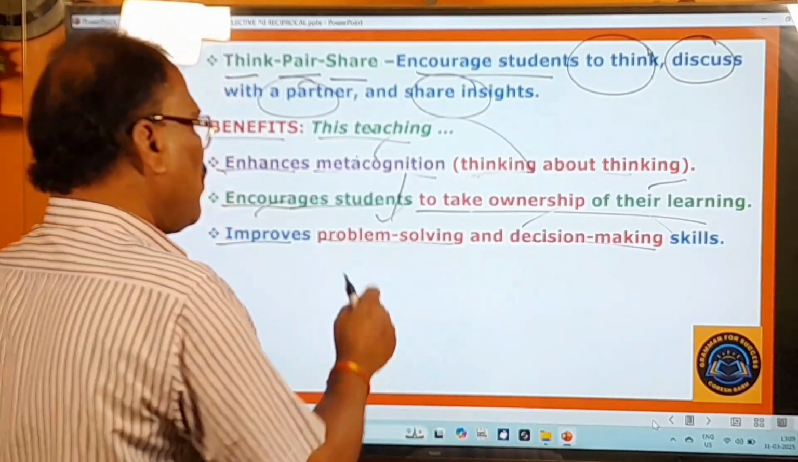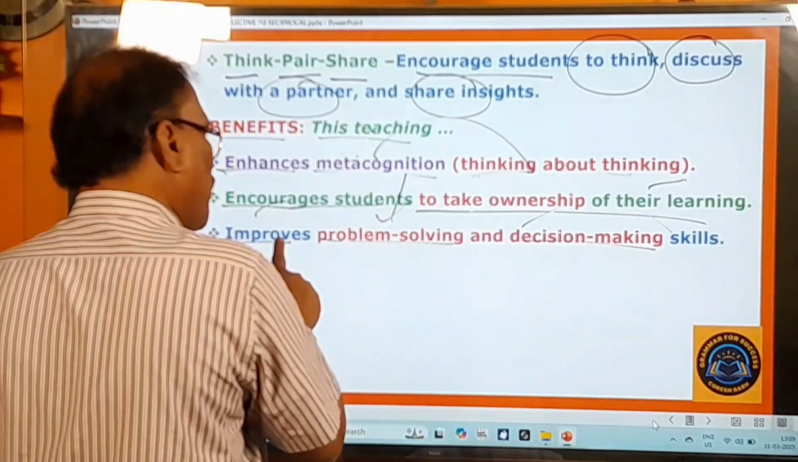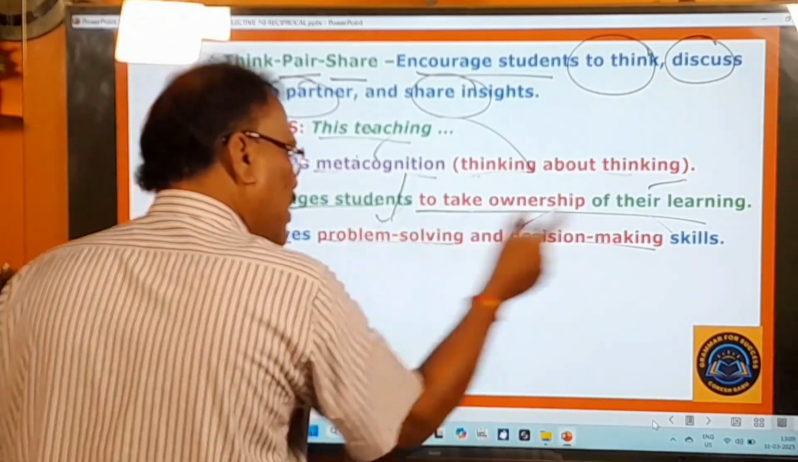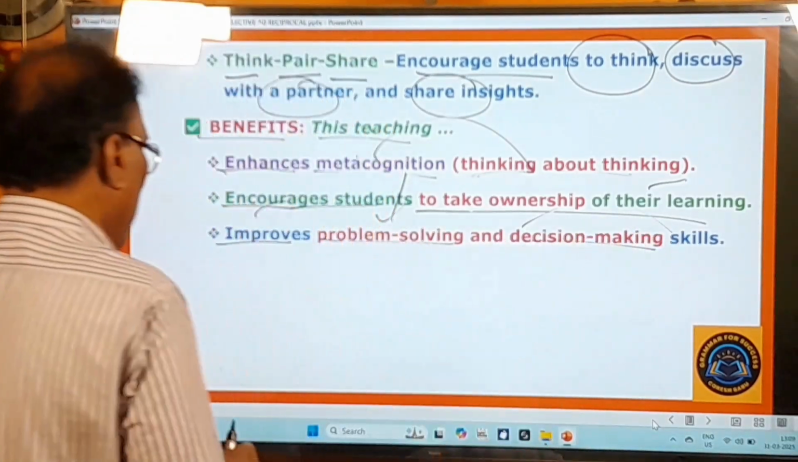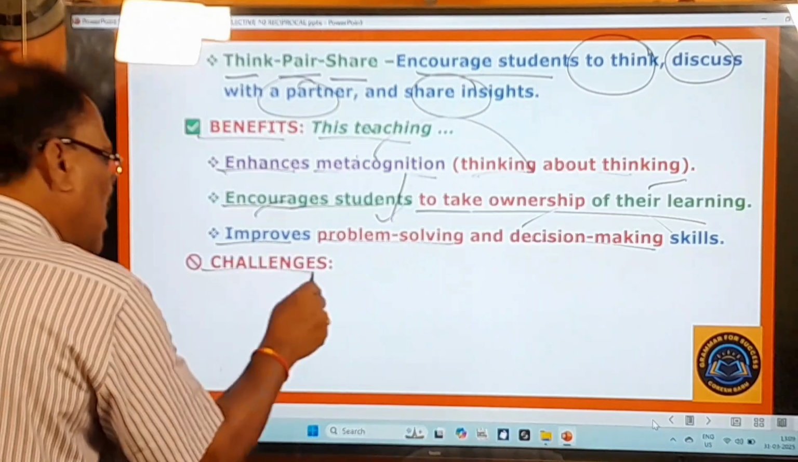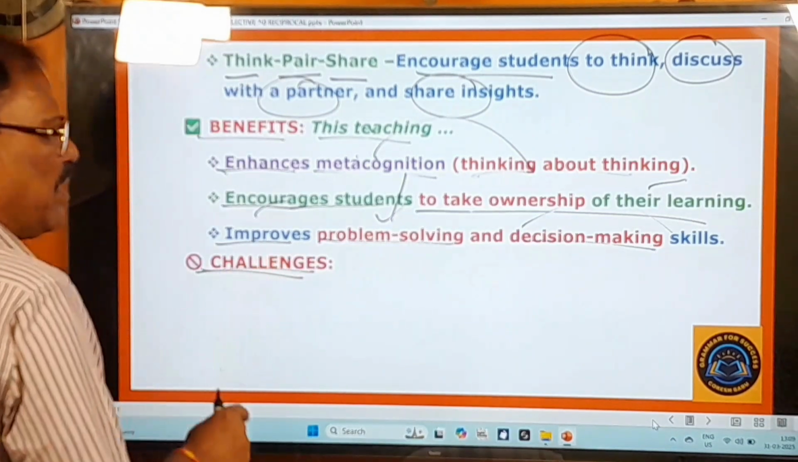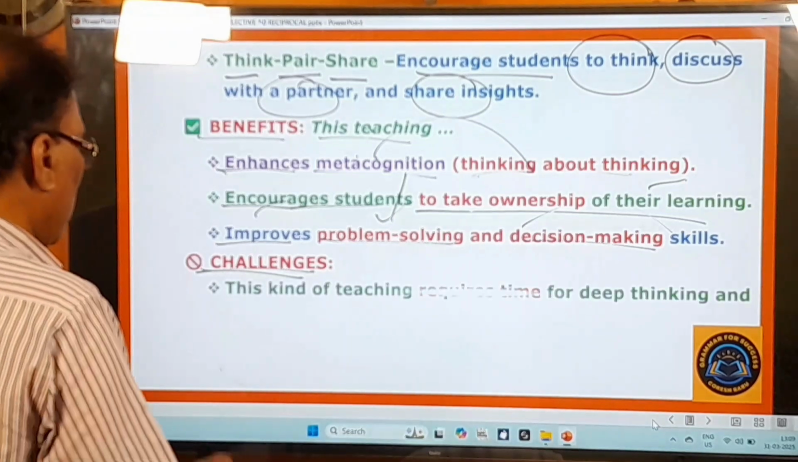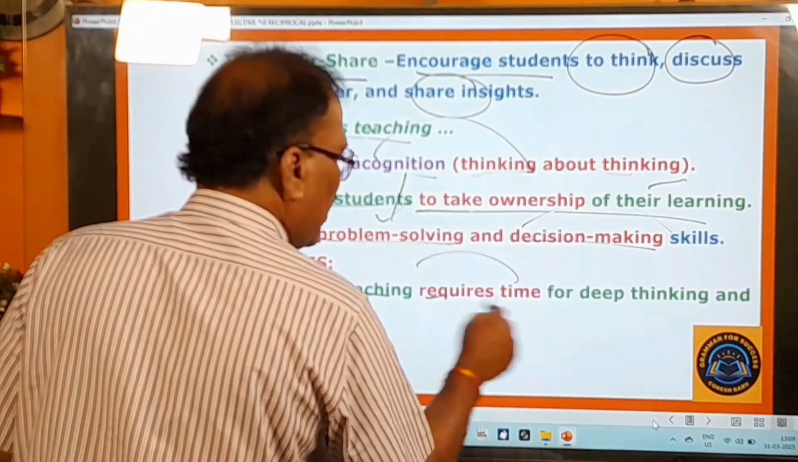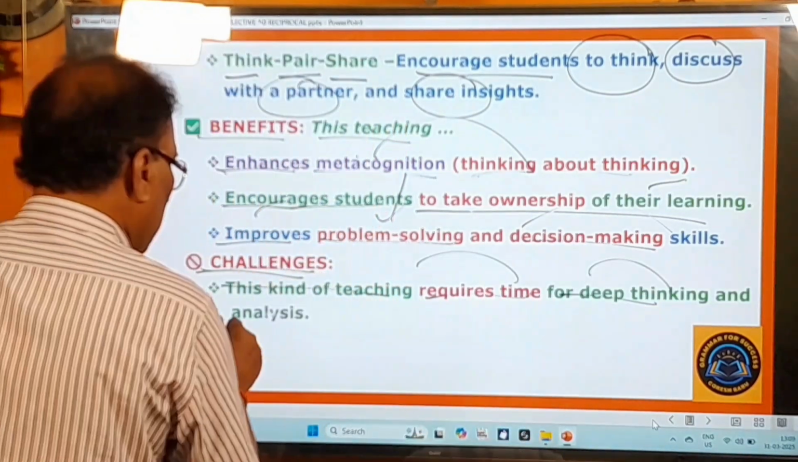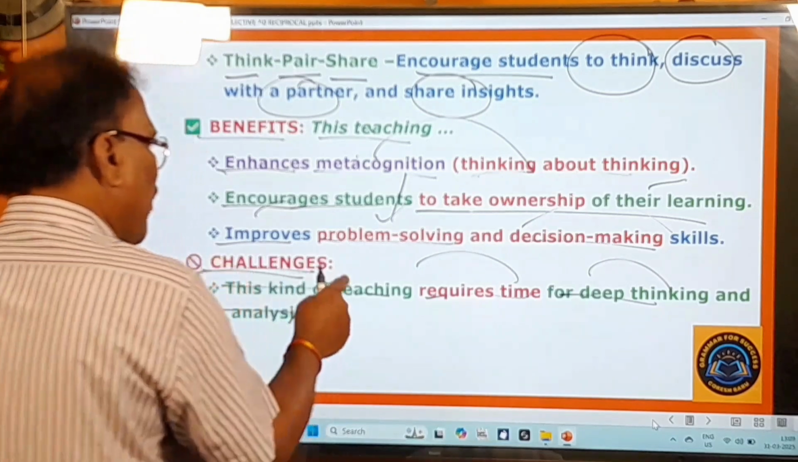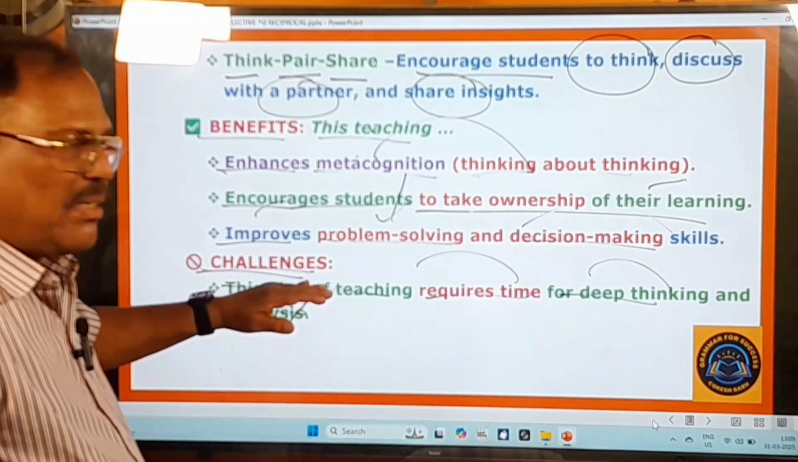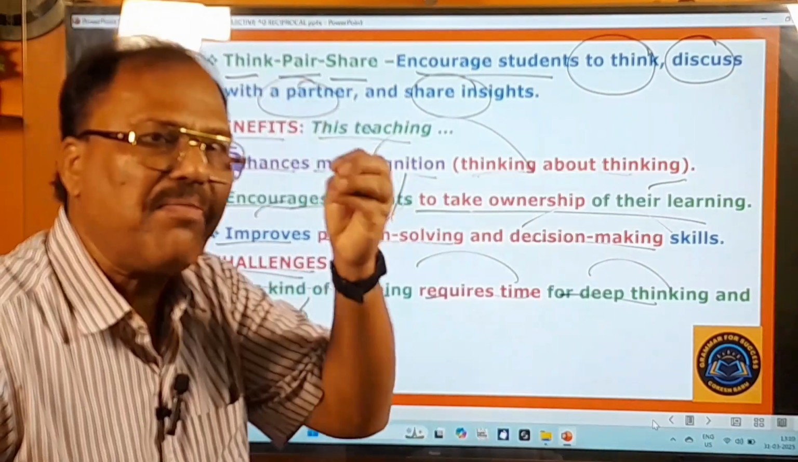So here, this teaching improves what? Problem solving skills and decision making skills. And next, some disadvantages are also there with this reflective teaching. What are the disadvantages? This kind of teaching requires time for deep thinking and analysis. So this reflective teaching will require more time for thinking.